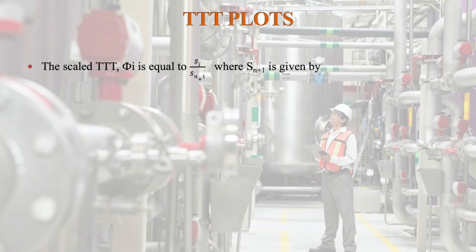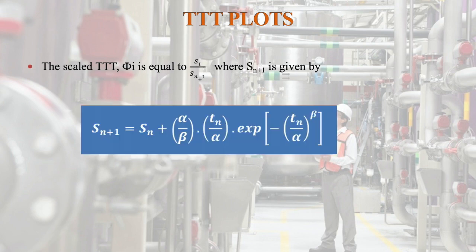The scaled TTT phi i is equal to Si by Sn plus 1, where Sn plus 1 is given by Sn plus 1 is equal to Sn plus alpha by beta into (Tn by alpha) into exponential minus (Tn by alpha) to the power of beta, and alpha and beta are ML estimates of the Weibull distribution.